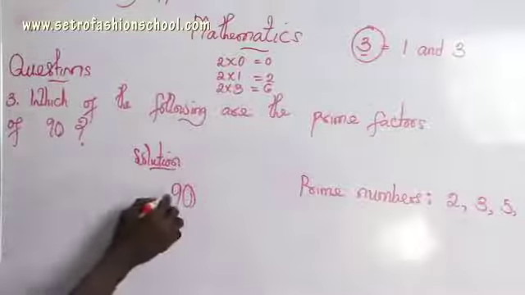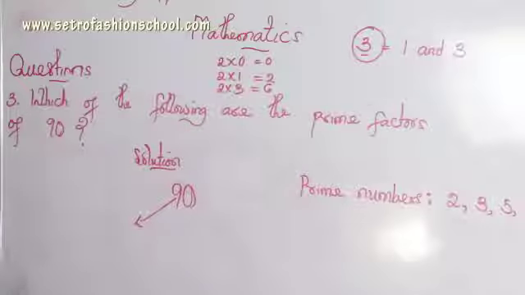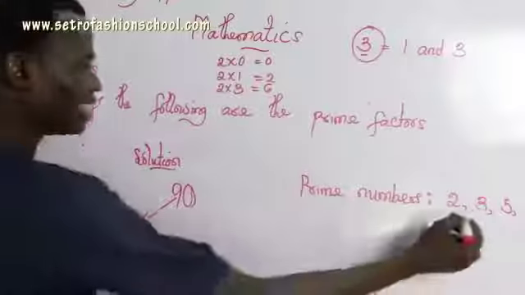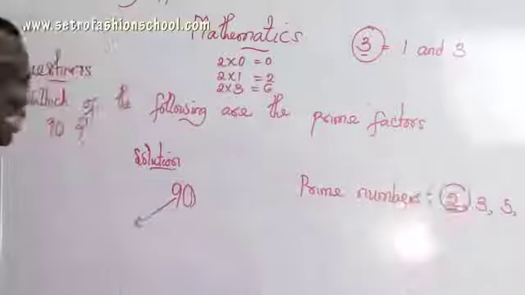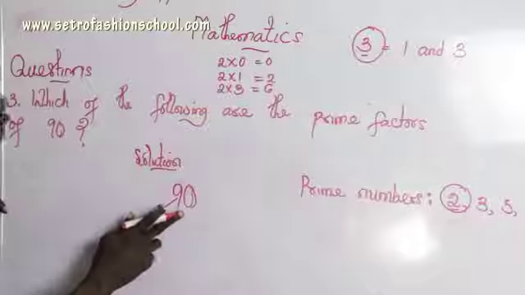Let's go now. How can we do that? Just construct a line like this. Now, let's start. Tell me, what is the smallest prime number? Great, and that's 2. The smallest prime number is 2. Now, can 2 go in 90? You ask yourself.